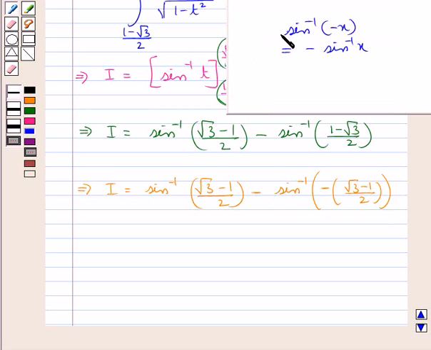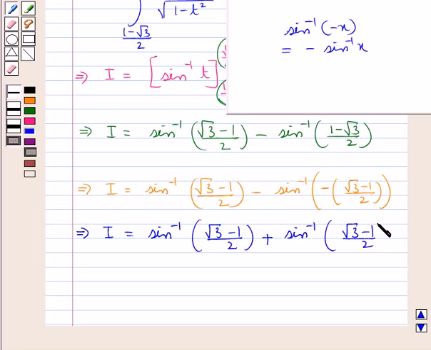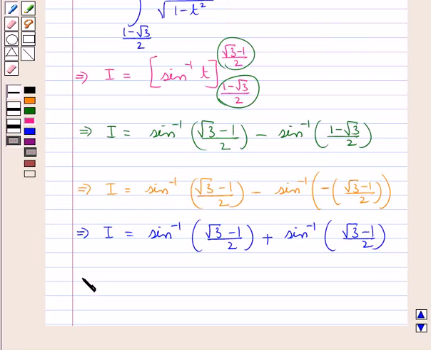We know that sine inverse of minus x is equal to minus of sine inverse x. So using this we get I is equal to sine inverse of (root 3 minus 1) whole upon 2 plus sine inverse of (root 3 minus 1) whole upon 2. So this gives us I is equal to 2 into sine inverse of (root 3 minus 1) whole upon 2.